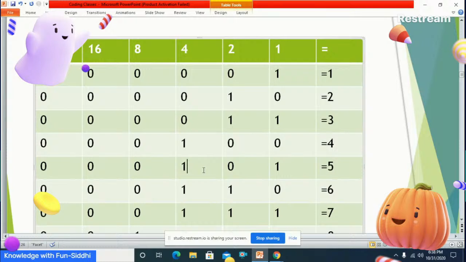Yes, tell fast. How much is 4 plus 1? Very easy. Still I'm asking you. 5, right. So 4 plus 1 gives you 5. Very good. Okay, so 4 plus 1 gives you 5. So if you put 1 at the place value of 4 and 1 at the place value of 1, it will give you 5 because 4 plus 1 equals 5.